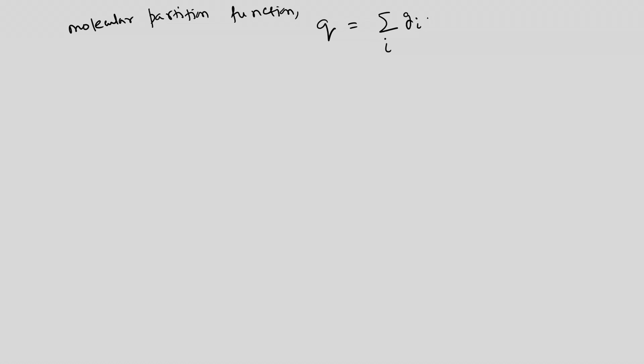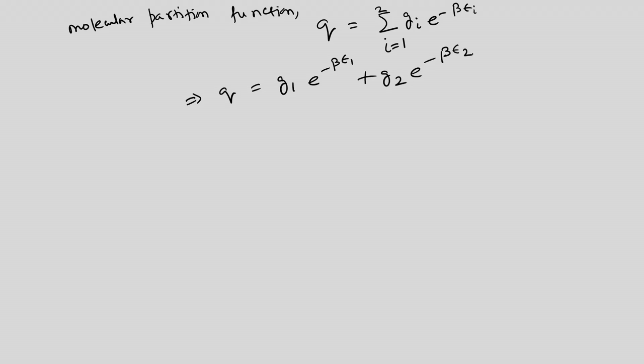Okay. So, we will apply here the concept of molecular partition function. The molecular partition function q is sum over i of g i e to the minus beta epsilon i, and i goes from 1 to 2, because only 2 levels are possible here. So, we get q is g 1 e to the minus beta epsilon 1 plus g 2 e to the minus beta epsilon 2. If we substitute the value of g 1, epsilon 1, etcetera, we get 1 plus 2 times e to the minus beta epsilon. So this is the molecular partition function, or partition function of a single molecule.